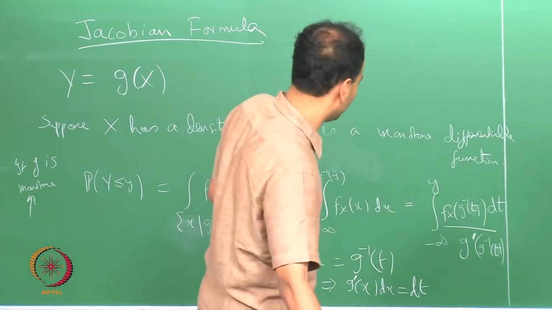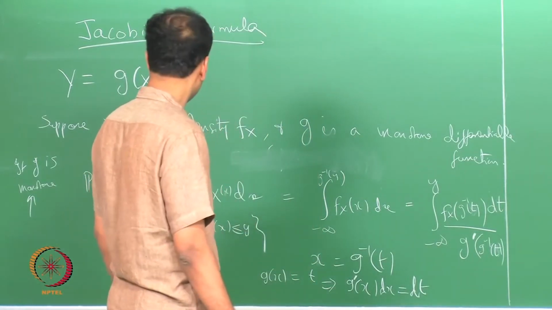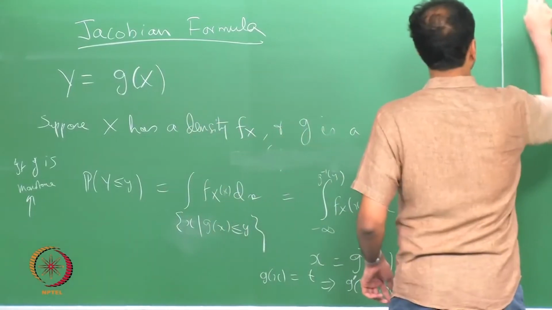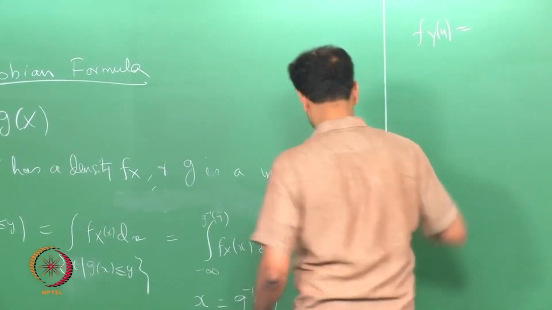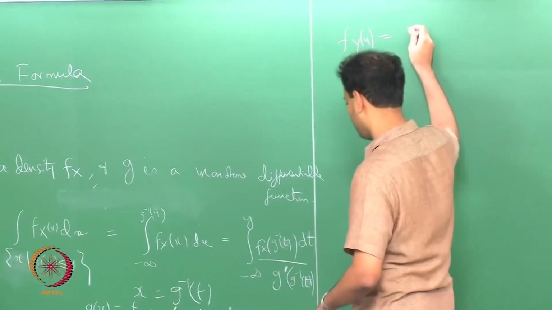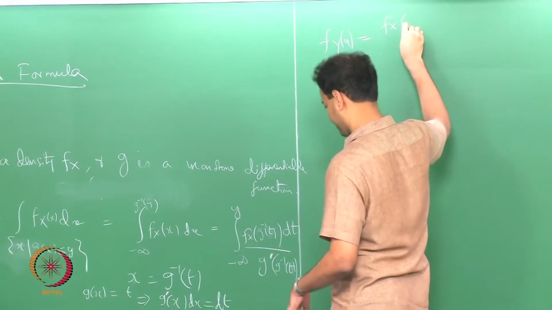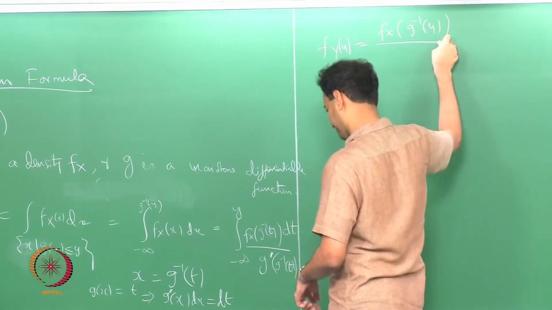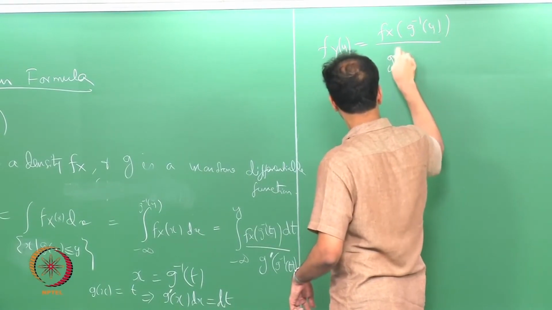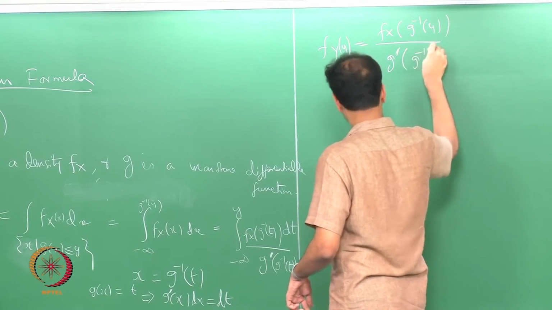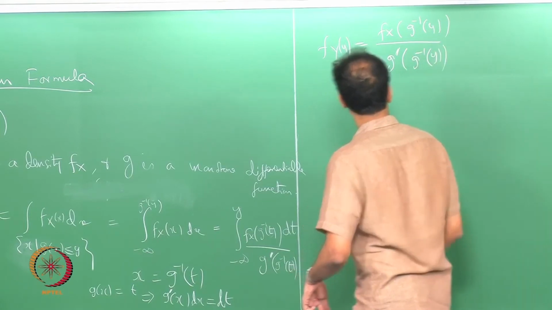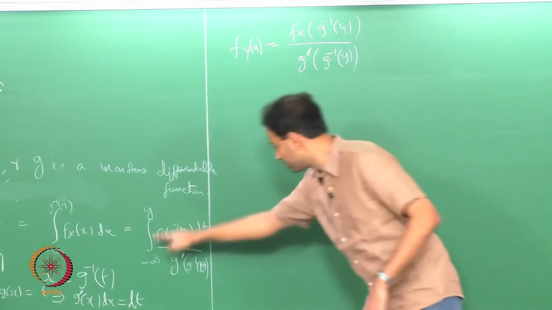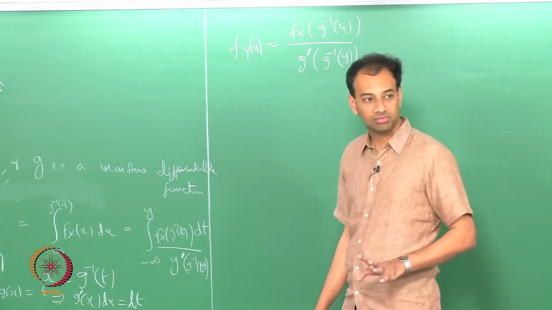So this is your standard change of variable, right, which means that my f y of y must be equal to this guy over here, right. F y of y must be f x of g inverse y over g prime of g inverse y. Okay. So I am just pulling that guy out, all right.